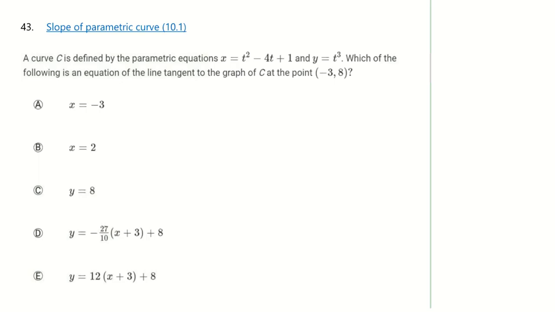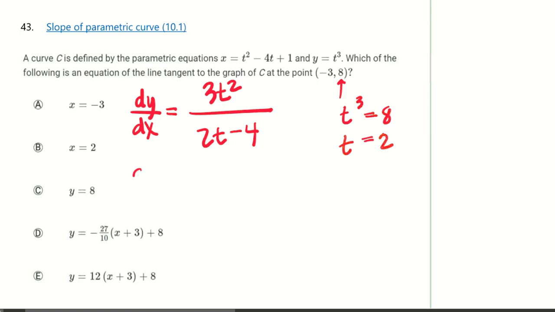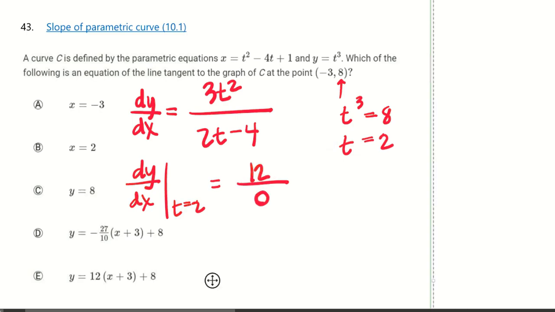But okay, we want the equation of the tangent line. Well, we need the slope. So dy/dx for a parametric set of equations is going to be y prime divided by x prime. Now we need to find the time when the thing's at 3 and 8. I'm going to take the easier looking equation, that's y equals t cubed, and set it equal to 8. So t cubed equals 8, that means t equals 2, and dy/dx at t equals 2 is equal to 3 times 4 is 12, divided by 4 minus 4, that is 12 divided by 0.